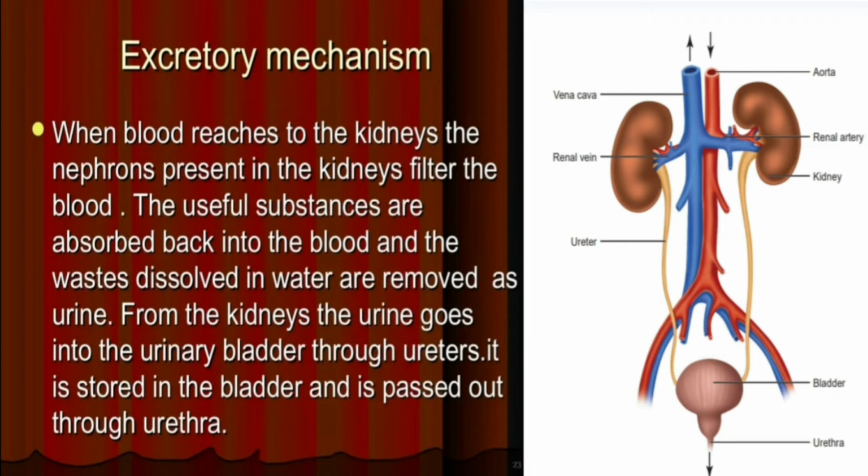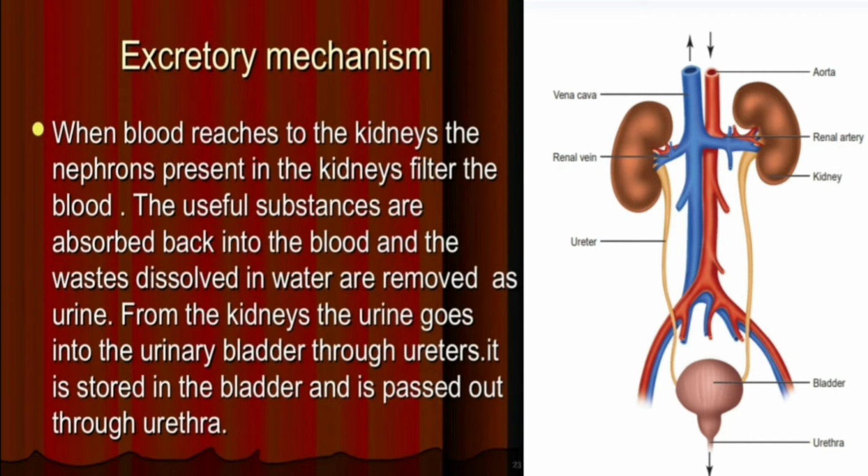Now the mechanism of the excretory system, how it works. When the blood reaches the kidneys, the large number of coils present in the kidneys act as a filter. These coiled structures are called nephrons. They are basically the structural as well as functional unit of the kidneys. They act as filters. They remove nitrogenous waste and water from the blood while it passes through the kidneys.